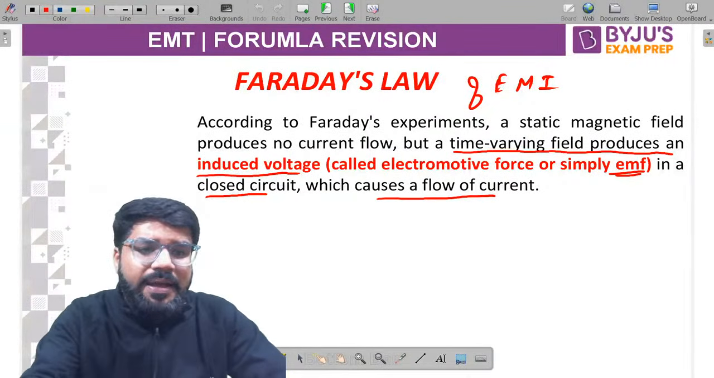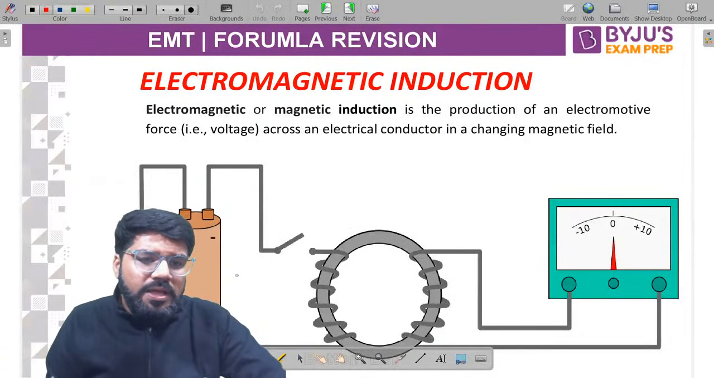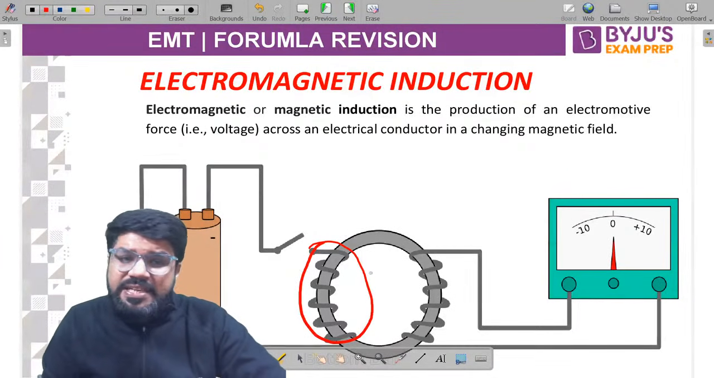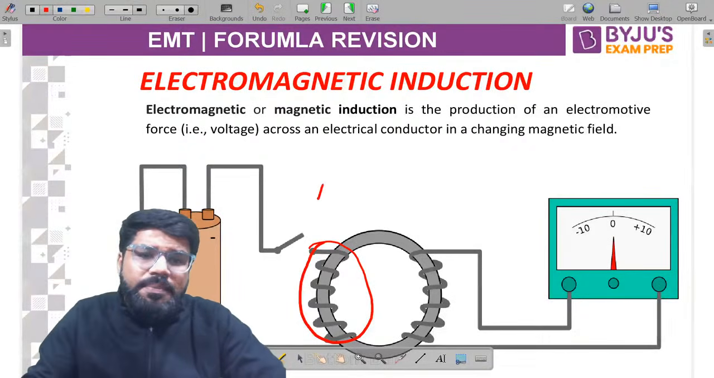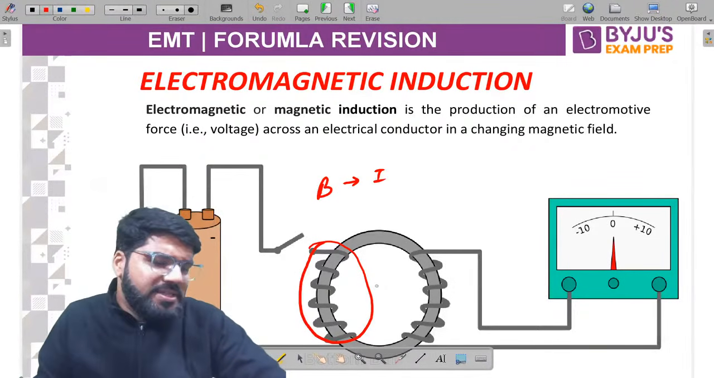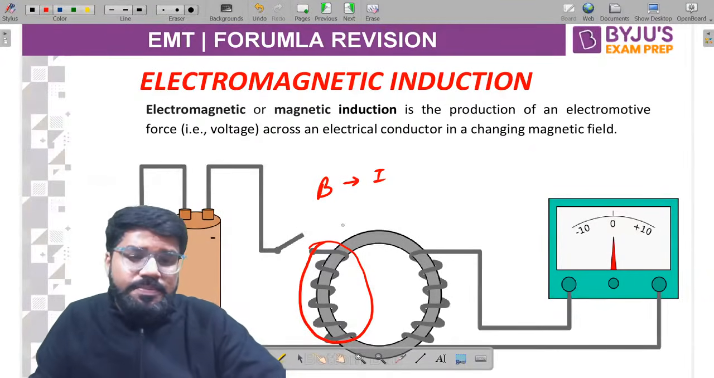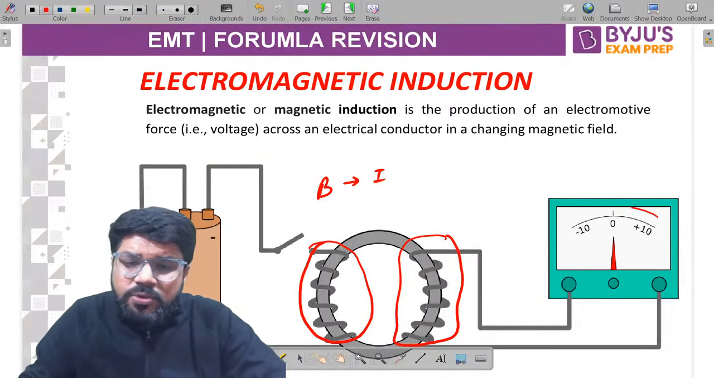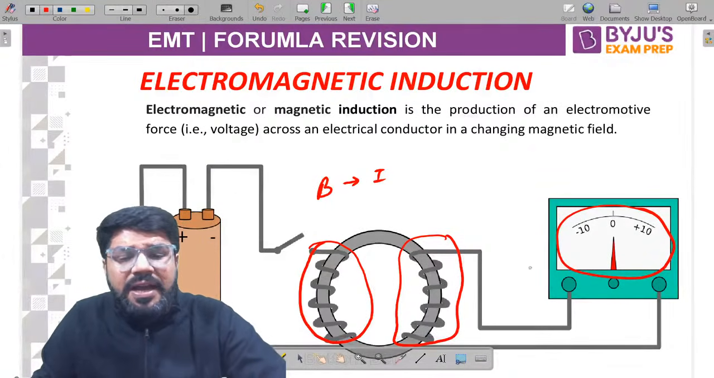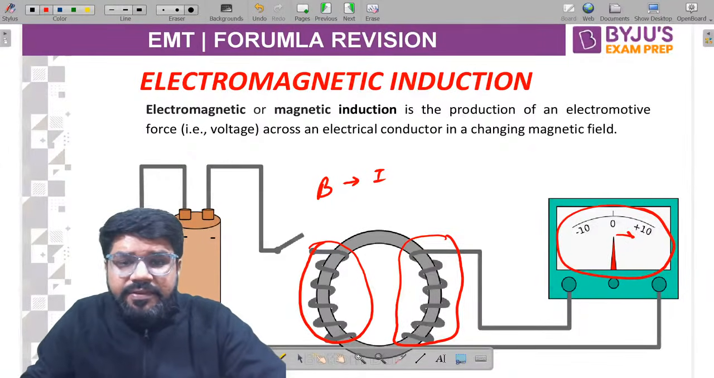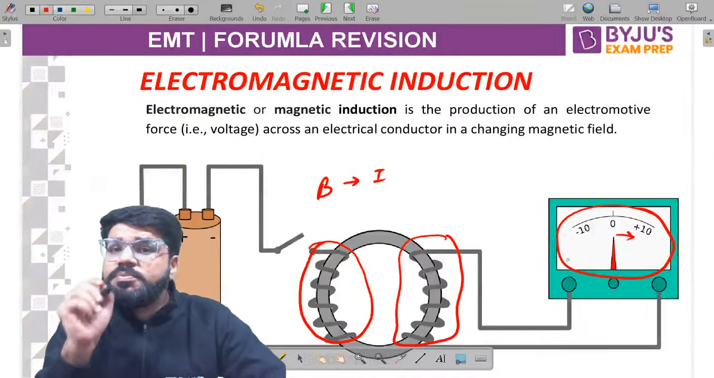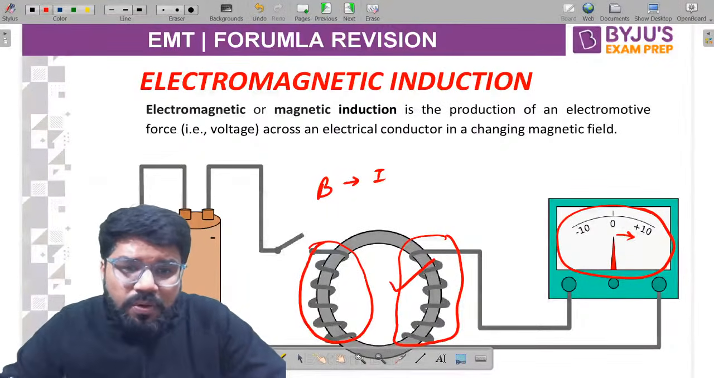I don't need a static magnetic field, right? So the current was supplied to this wire, and the current was itself changing with respect to time. So it produces the magnetic field, which is again changing with respect to time. But here, this circuit is not connected to anywhere. It is just connected to a galvanometer. But what Faraday observed, that there is a deflection in this galvanometer. This deflection in the galvanometer shows a small current in this loop of wire.